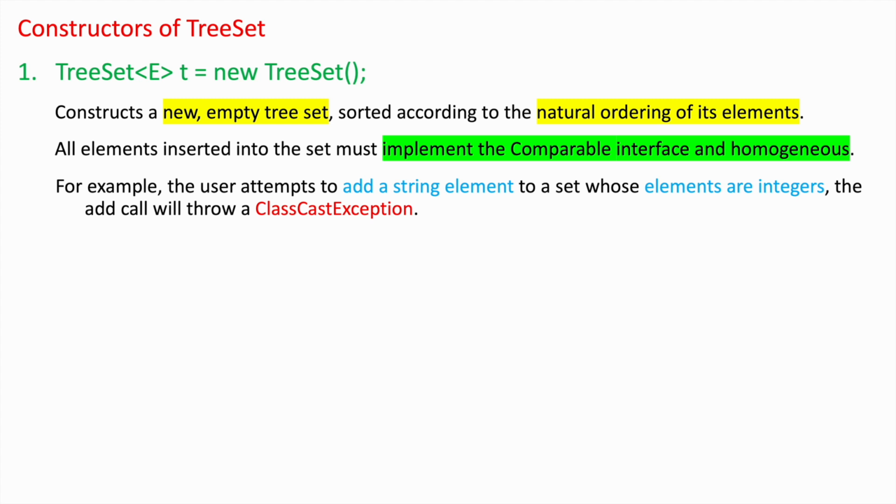Because it accepts integers, but we have provided a different type, so it is not homogeneous. So that is the reason it is not able to convert from one type to another type. The add method will give ClassCastException.